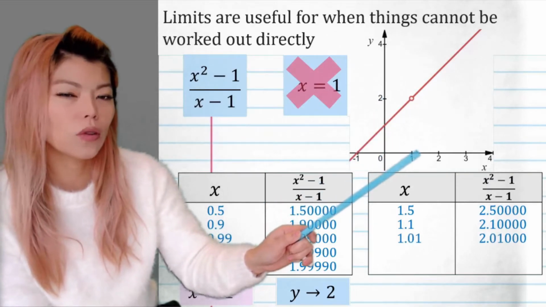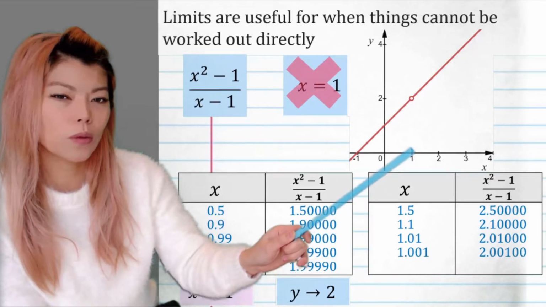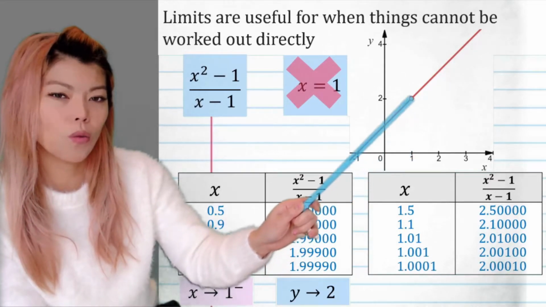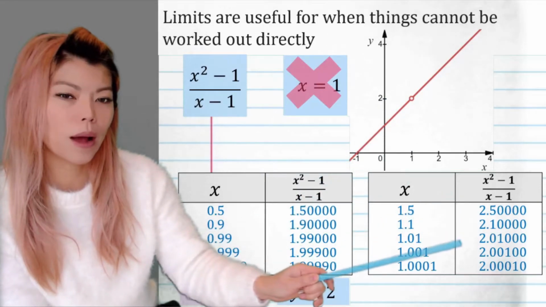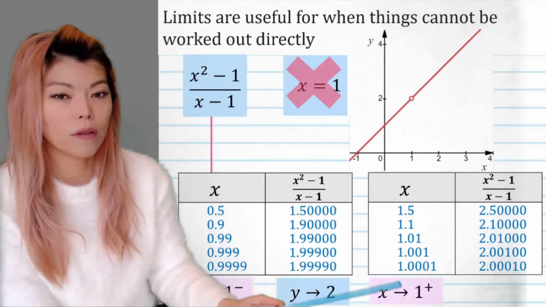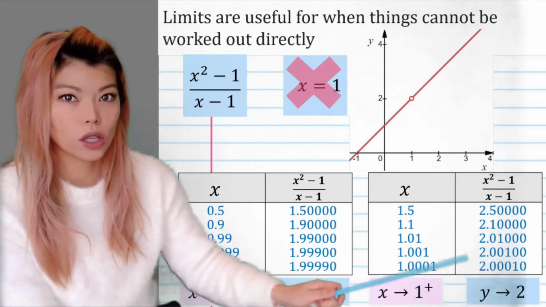We get even closer, 1.01, 1.001. So we're getting really close to the 1, and we can see that as we get closer to the 1, our y value is coming closer to 2. So as x is approaching 1 from the positive side, we see that the y is approaching 2.